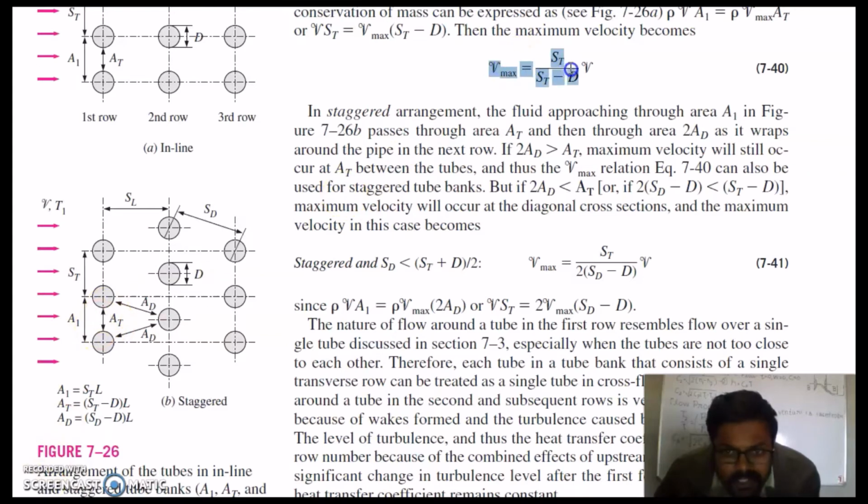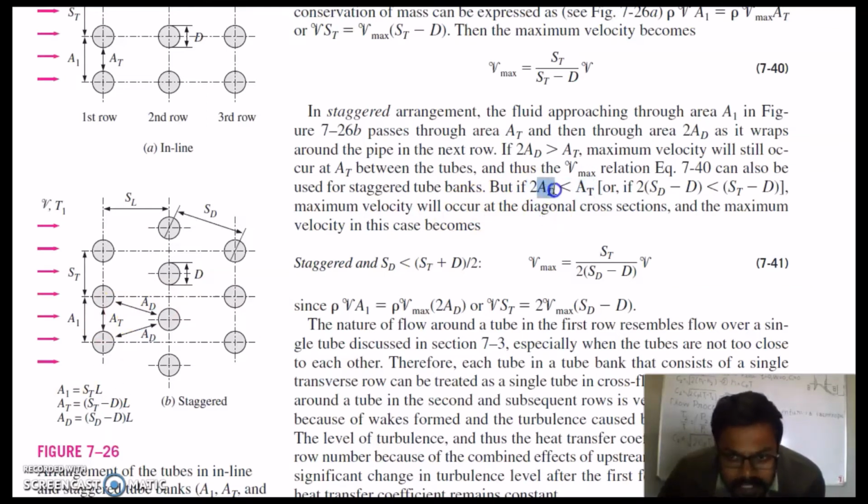So you can use this relation. But if this AD plus this AD, meaning this 2AD, is less than 80 in some case, then we have to use a different relation to find the velocity at this cross section, because now this cross section is less. This plus this cross section is less than 80, meaning your 2AD is less than 80. In that case we have to use a different relation.